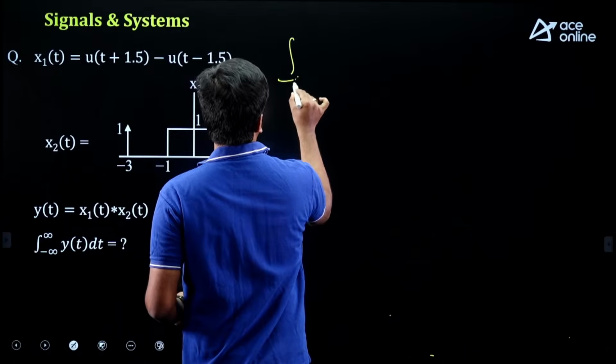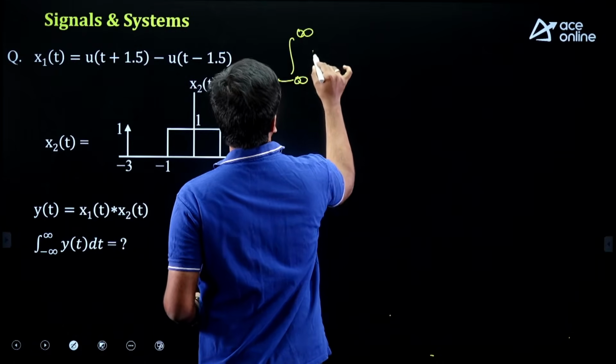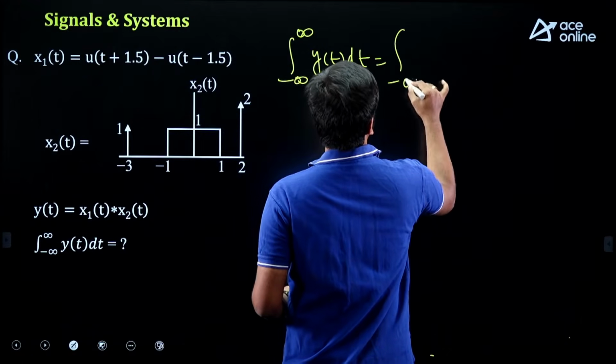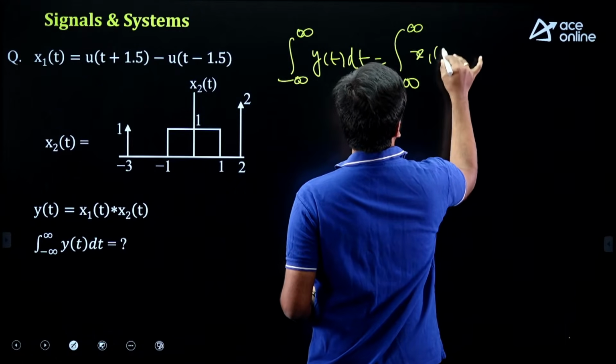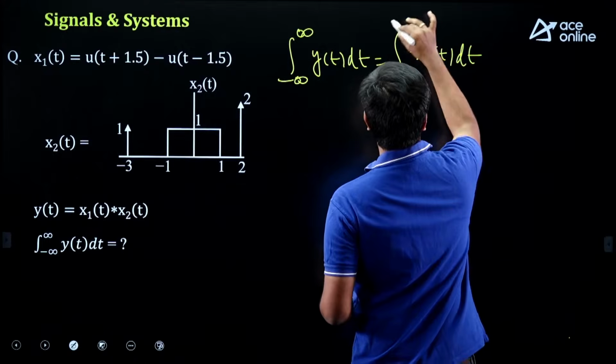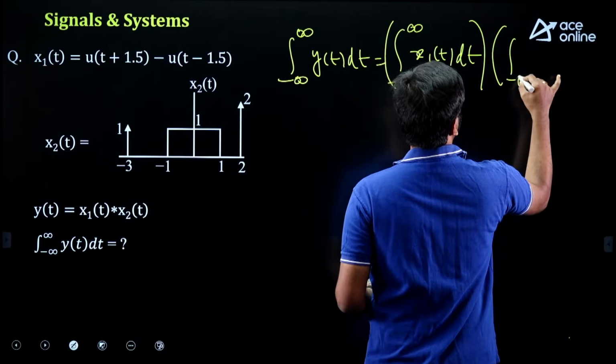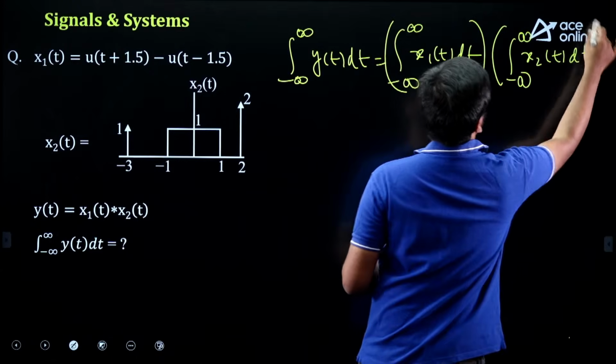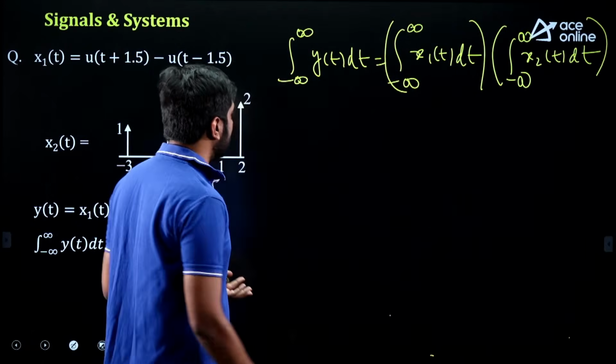According to the convolution property, integral minus infinity to infinity y of t dt is equal to integral minus infinity to infinity x1 of t dt into integral minus infinity to infinity x2 of t dt. Just find the areas under x1 and x2, multiply them, that's the answer.